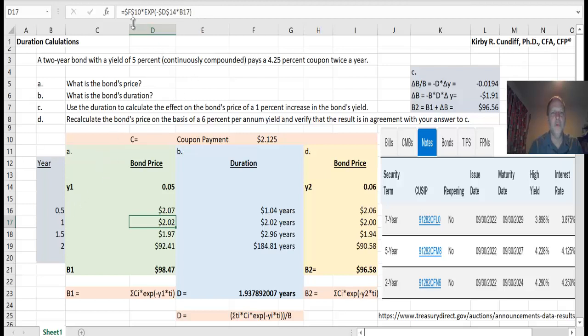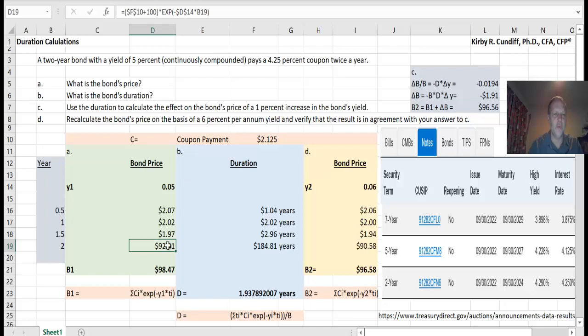The next payment, the only change, is our time right here changes to 1. So we get 2.125 times e to the minus 0.05 times 1, which is $2.02. And then we change that time to 1.5, and the present value is then $1.97. And then at the maturity of the bond, we get the $100 face value plus the coupon of $2.125, present value thereof, which means we take all of that times e to the minus 0.05 times 2.